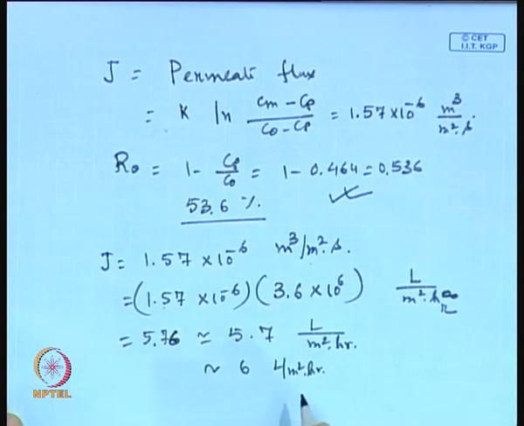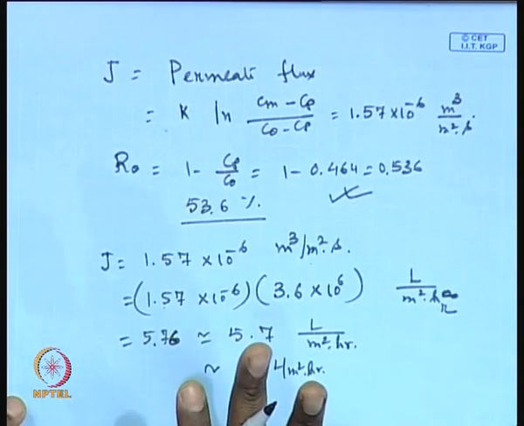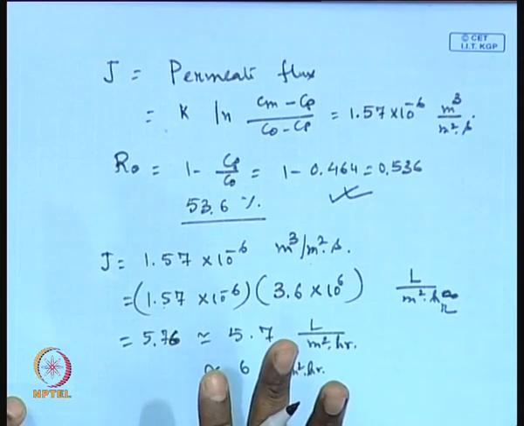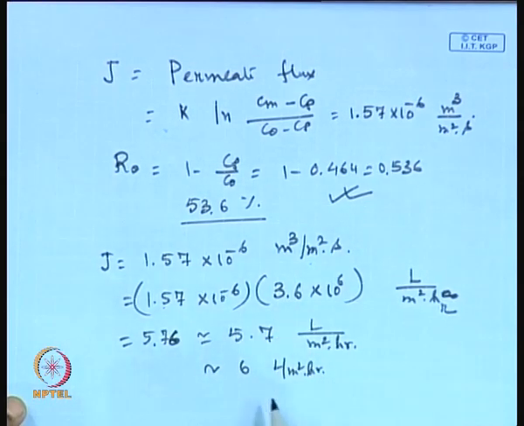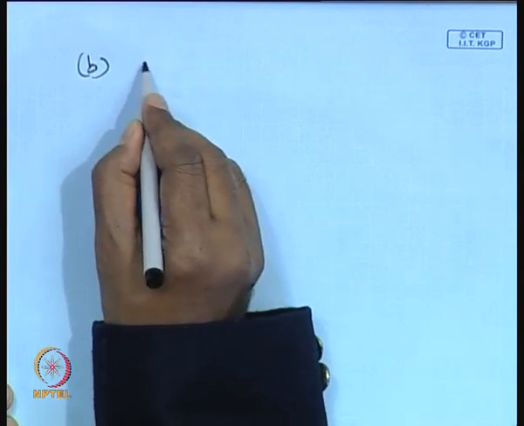That means, if you will be able to provide a membrane area of 1 meter square, 1 meter square means 3 feet by 3 feet, right. If you provide a 1 meter square membrane area, then in 1 hour, for this particular solute with these concentrations, operating conditions and composition, you are going to get around 6 liter per hour permeate flux of the productivity.